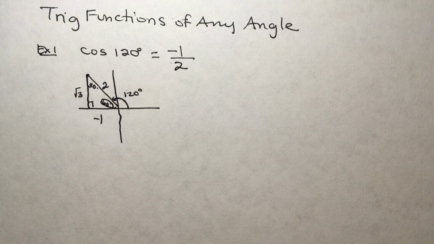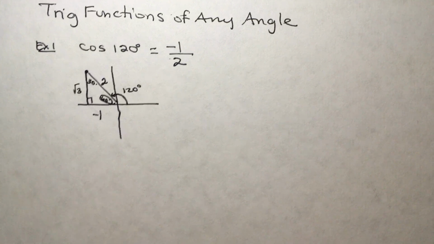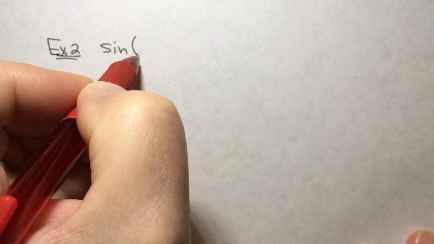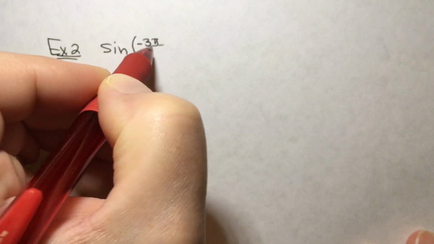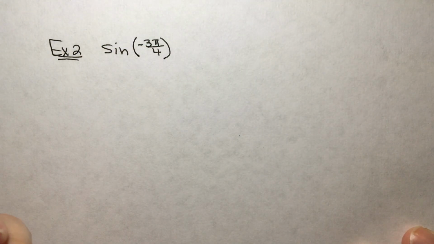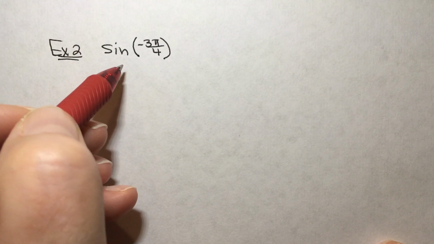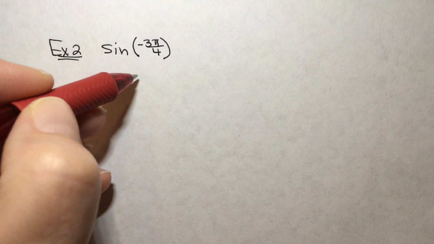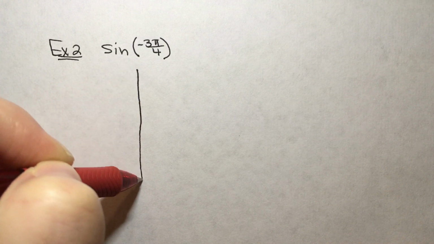Okay, let's take a look at one with a radian angle measure. So we'll scroll down here and we'll call this example 2, make it a little bit bigger. Let's find this time the sine of negative 3 pi over 4. It's radians because there's no degree symbol. And the first thing we want to do is draw a picture. So let's crunch out a coordinate plane.